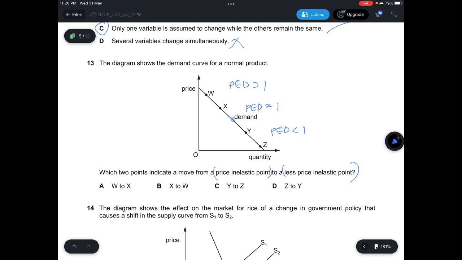So W to X would mean that it's from a price elastic point to a less price elastic point, which is not correct. X to W would be already elastic, so it's not exactly correct because the PED is already elastic. And C, it says Y to Z, which means it's from a price inelastic point to an even more price inelastic point. And D is price inelastic point to a less price inelastic point from Z to Y. So yeah, this is the answer.